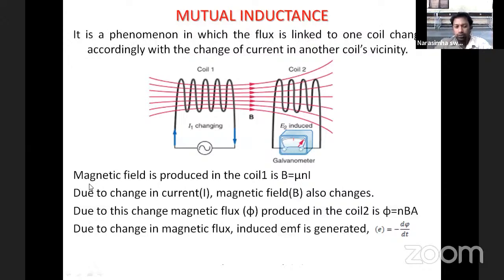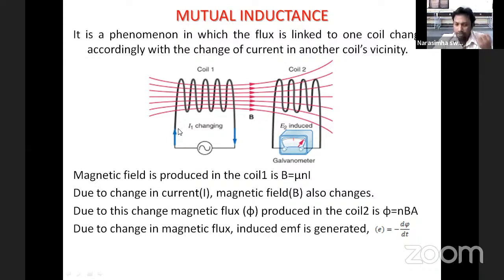So here observe these points. A magnetic field is produced in the coil. That value, the amount of magnetic field produced here, involves mu naught and I. This is the magnetic field generated due to this coil, and due to the change in current. The current is changing continuously because we are using an AC source, and due to the change in current, the magnetic field also changes.